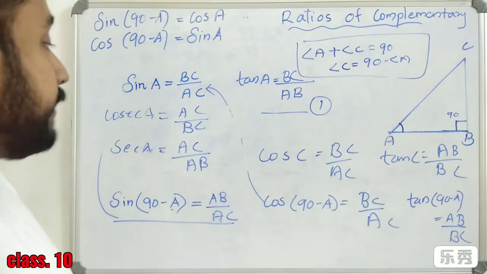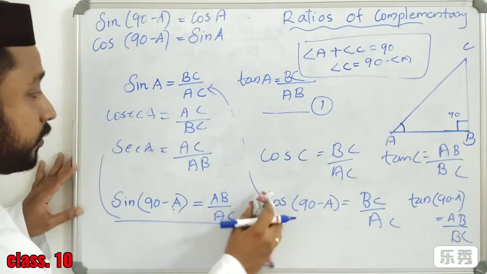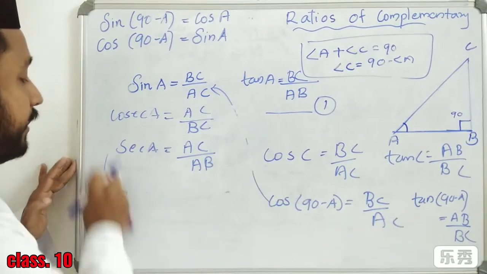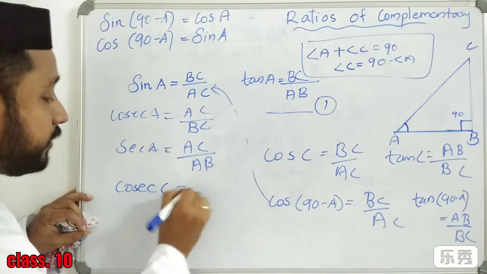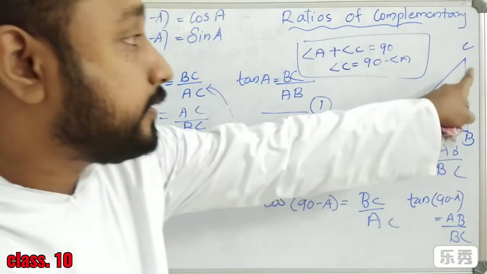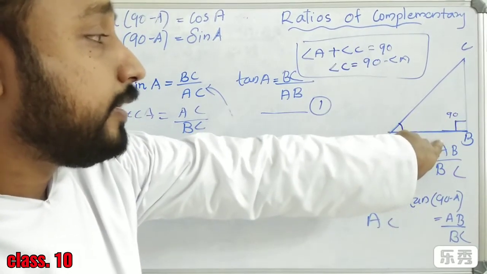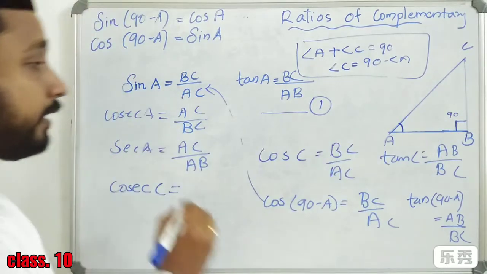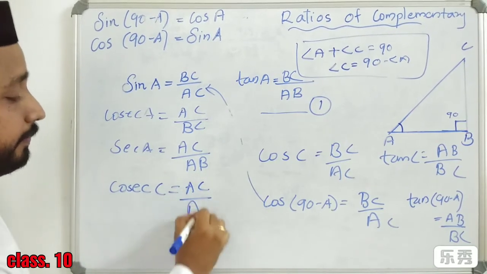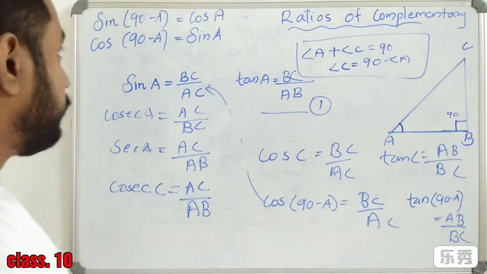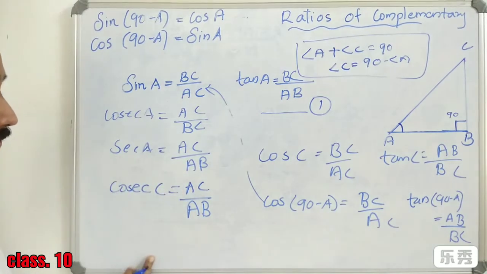So cosec A is equal to AC by BC and sec A is equal to AC by AB. What about cosec C and sin C? Cosec C is the reverse of sin C, which is opposite side by hypotenuse. So cosec C means hypotenuse by opposite side, that is AC by AB. So look here, sec A is equal to AC by AB, and cosec C is equal to AC by AB.